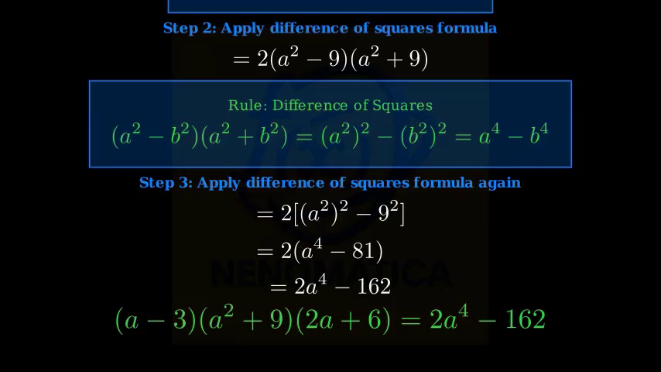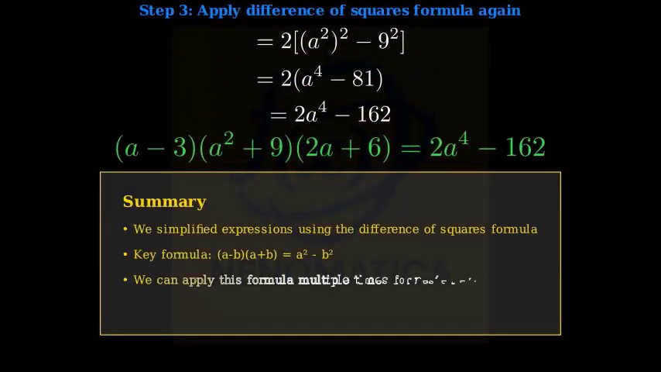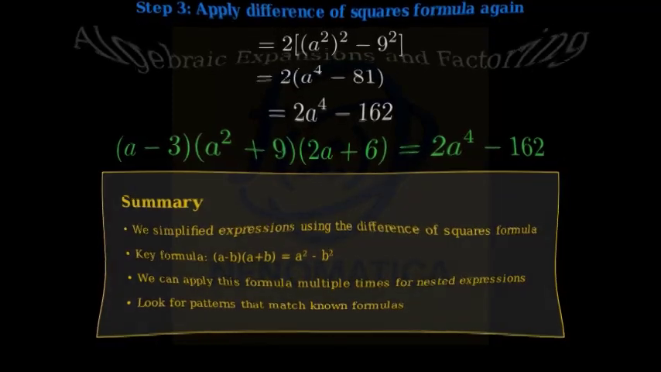Let's summarize what we've learned. We've seen how to simplify complex algebraic expressions by applying the difference of squares formula. The key formula we used is (a - b)(a + b) = a² - b². We can apply this formula multiple times when we have nested expressions. The strategy is to identify patterns that match our formulas and apply them step by step.